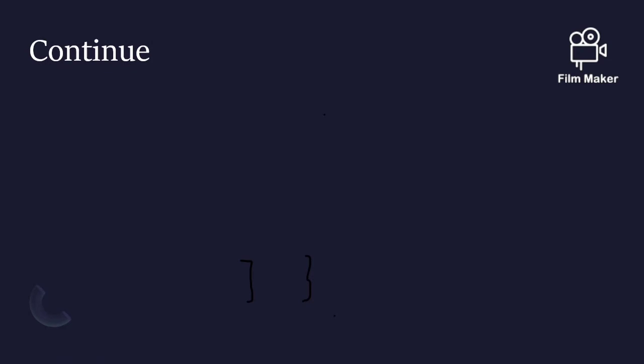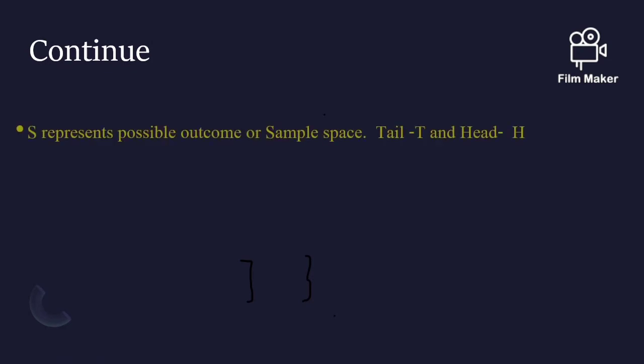Let's continue. S represents the possible outcomes or sample space, where tail is represented as T and head is represented as H.